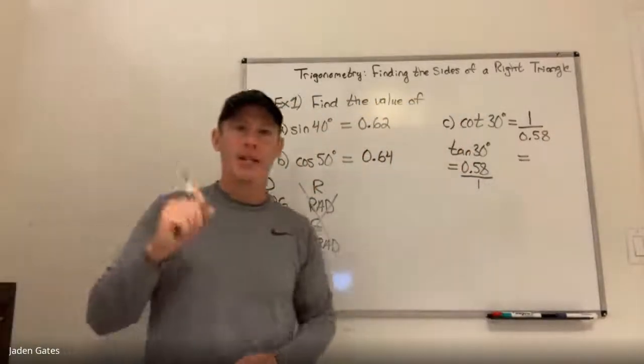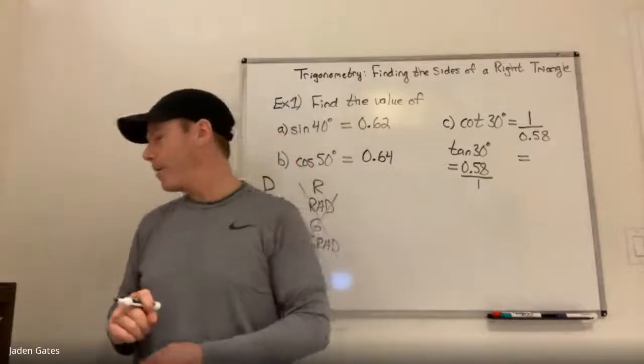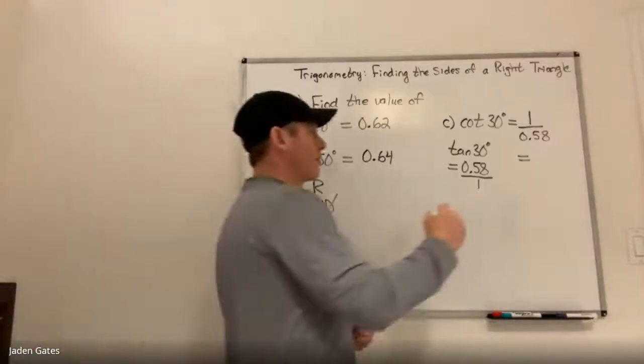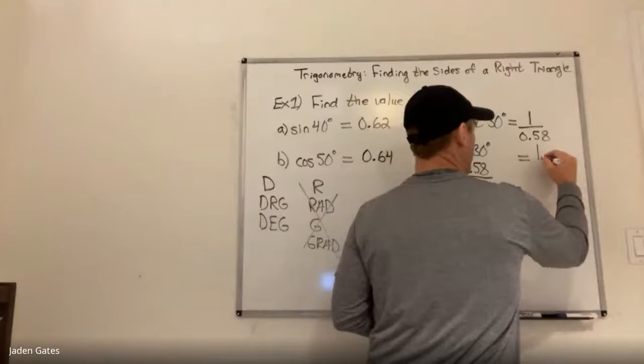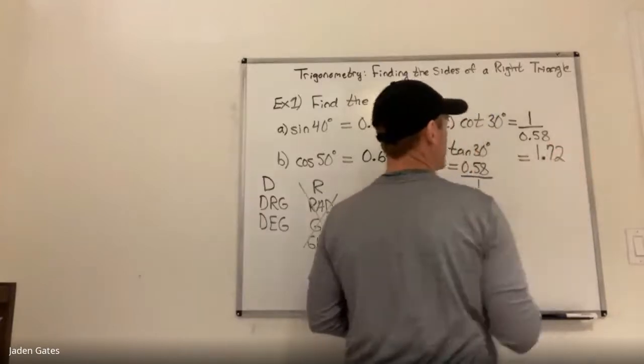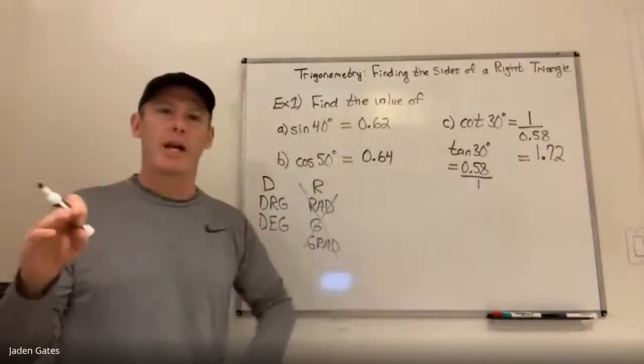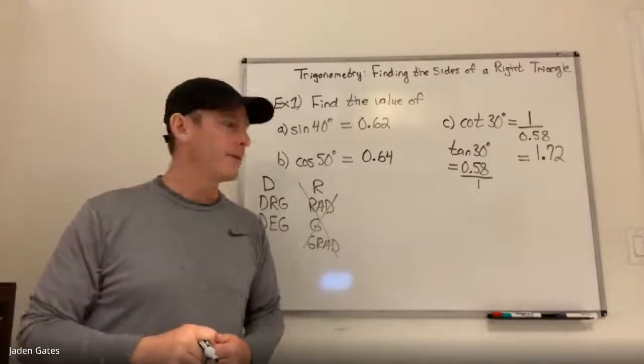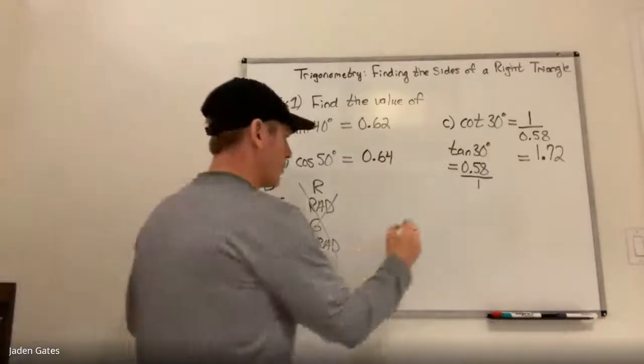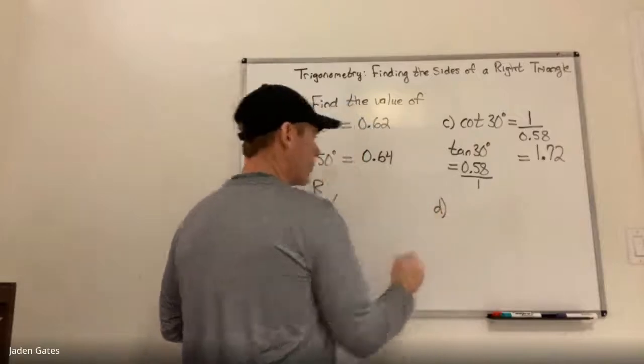And then I can take that, put that in my calculator, 1 divided by 0.58, and I get 1.72. And again, that's because cotan is the reciprocal of tan. All right, I'm going to try another one of those. Again, a little something new.